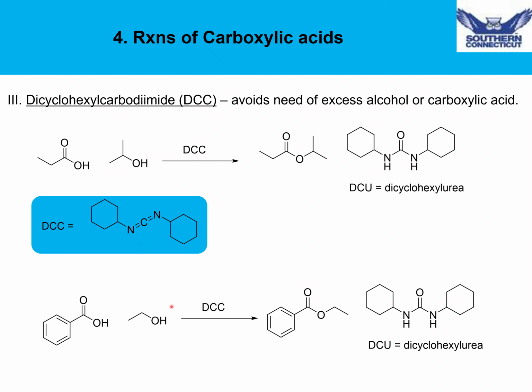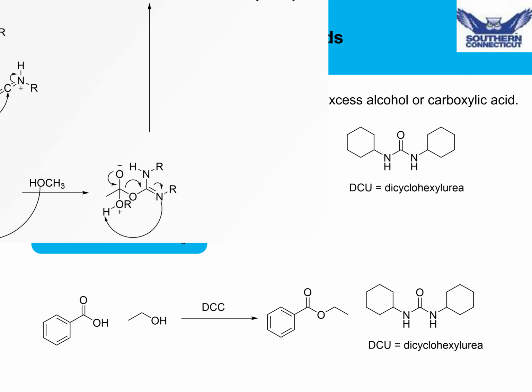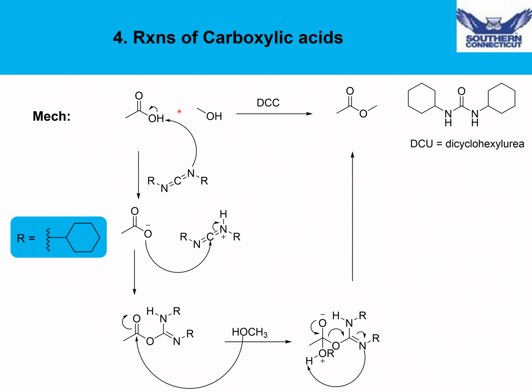Here's another example of this reaction with benzoic acid and ethanol. DCC will join them to make ethyl benzoate plus a byproduct of DCU. Here's another example of this DCC promoted reaction involving acetic acid and methanol to make methyl acetate, and then there's also a DCU byproduct.